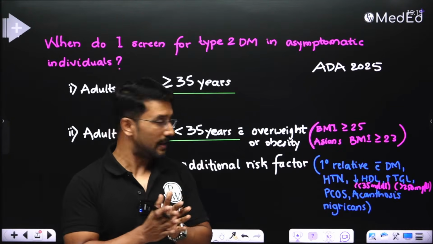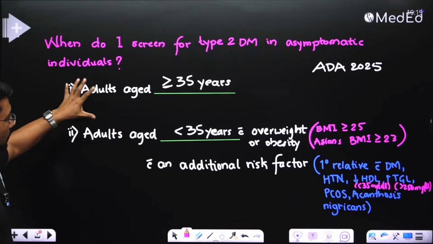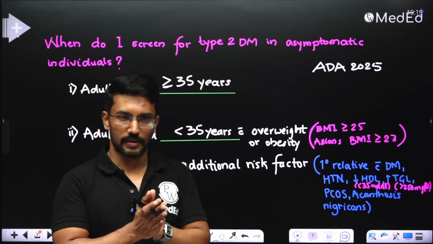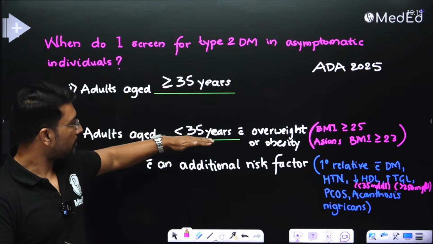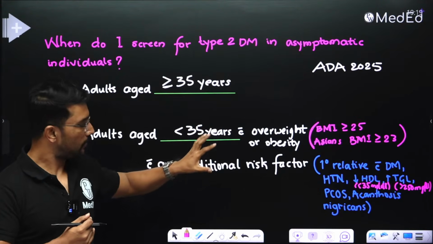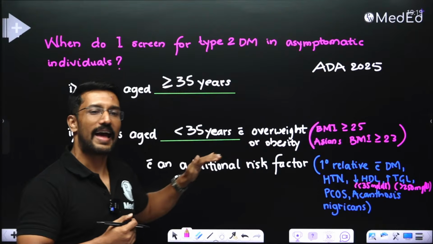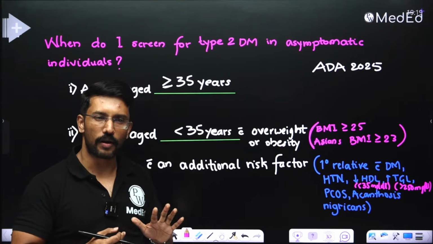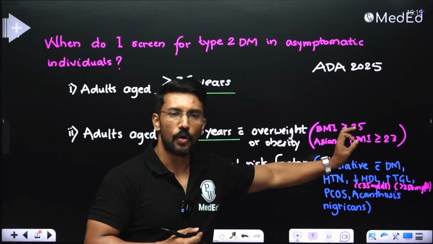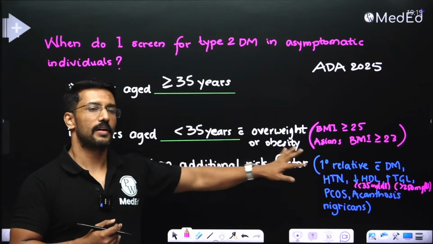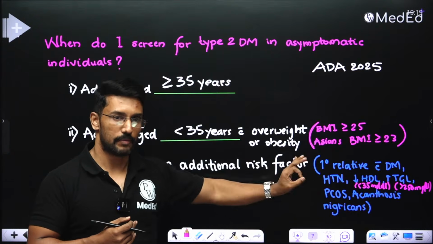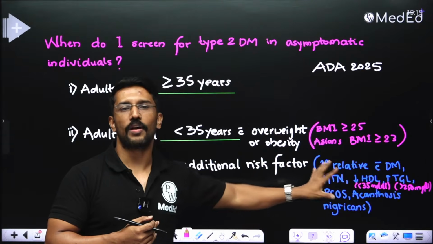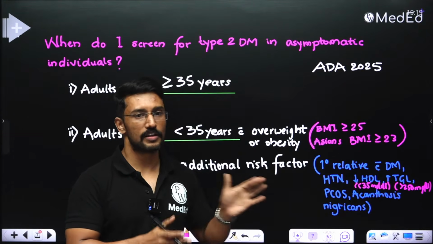So let me summarize again. Adults aged more than or equal to 35 years, everyone should start screening for diabetes. We can consider early screening before 35 years of age if the individual is overweight or obese and has an additional risk factor. So when do I count them fitting into this category? If we are talking about Asians, when their BMI is more than or equal to 23, with an additional risk factor like a first degree relative having diabetes, PCOD, hypertension, low HDL or high triglyceride levels, or acanthosis nigricans. In these cases, we need to start screening.